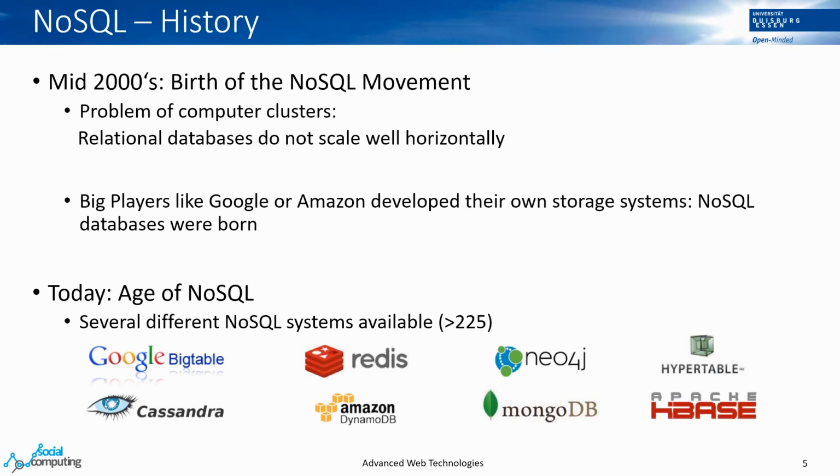This idea of storing information in a distributed and non-relational format caught the attention of many other companies, and they started developing their own solutions. And as you see now, there are many solutions available for NoSQL databases, more than 200. Here are some of the big examples which are commonly used, for example Cassandra, MongoDB, and Hypertable. So there are a lot of solutions available for NoSQL databases, which started in the mid 2000s.